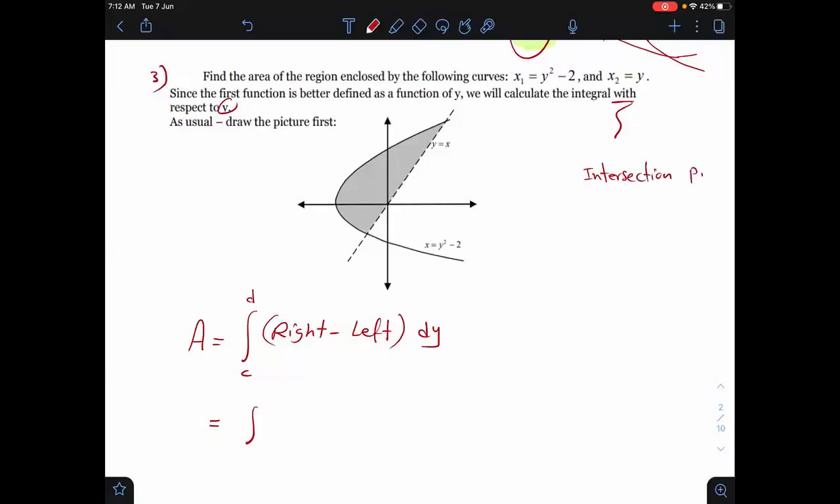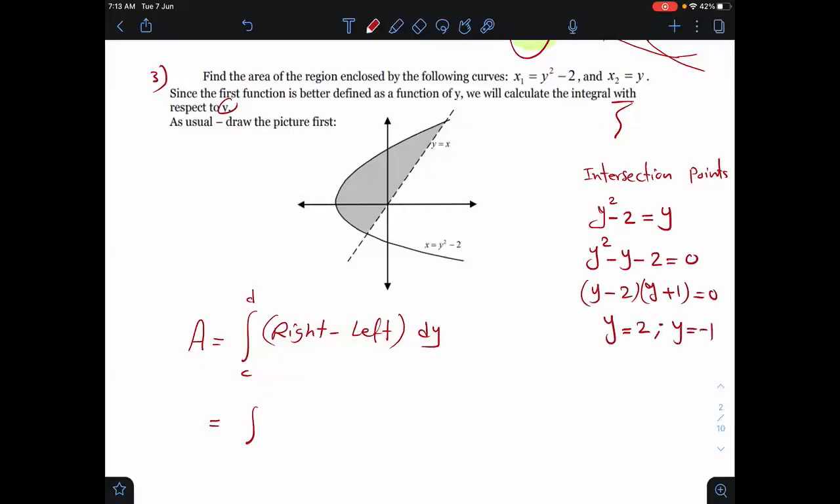Intersection point or points. How to find the intersection points? We're going to equate the two equations, like y squared minus 2 is equal to y. Yes, y squared minus y minus 2 equals 0. And then factorization: y minus 2 and y plus 1 equals 0. So we have either y is 2 or y is negative 1. So from negative 1 up to 2.